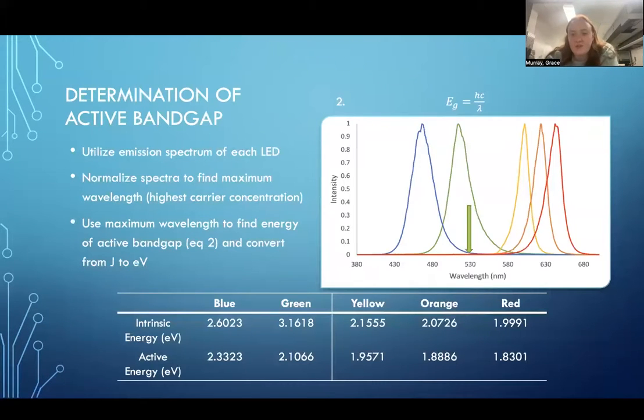Next, the active band gap energy was determined using the highest wavelength on the curve, as shown by the green arrow on this blue curve right here, around 530. This was completed after the emission spectra was normalized in Excel to allow for easier calculations. The active band gap was determined first in joules using equation 2, as seen up here, and then it was converted into electron volts. The active band gap energy increased with decreasing wavelengths, as blue had the largest energy and red had the smallest.